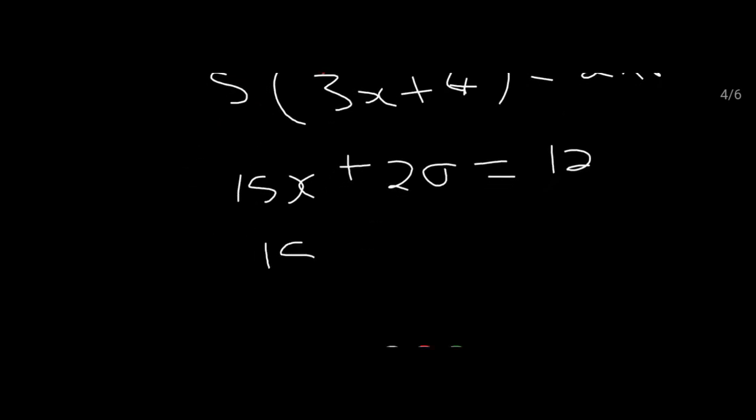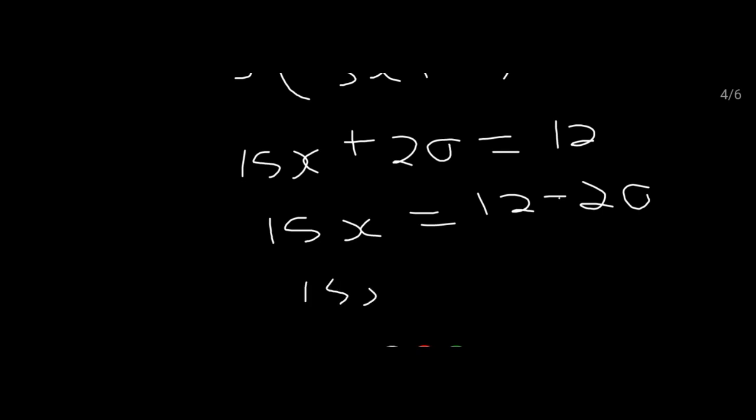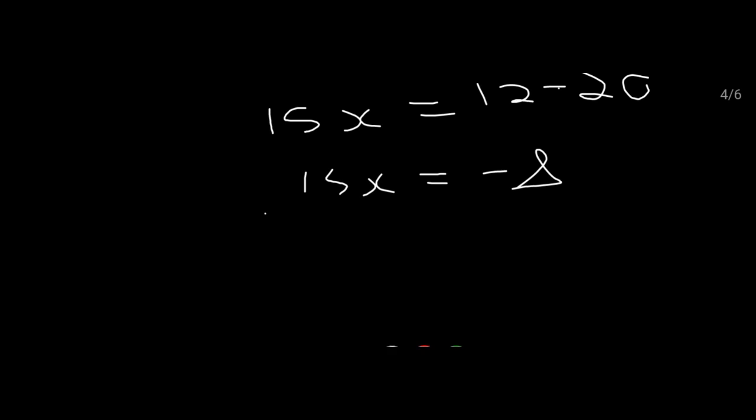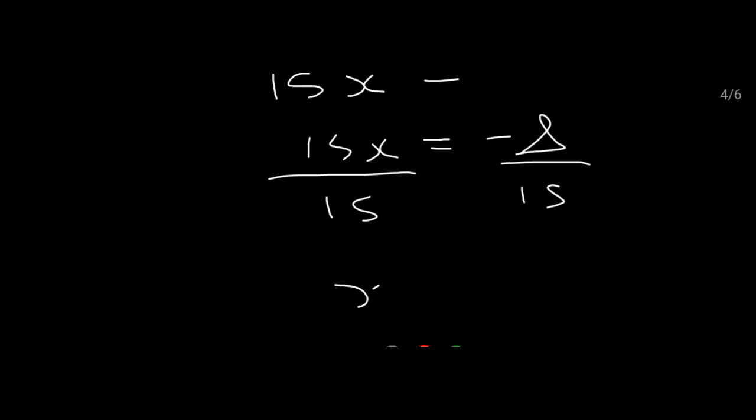So again, we transpose the 20: 12 minus 20, then 15x equal to 12 minus 20, which is negative 8. Then we're going to divide both sides by 15. So we'll divide both sides by 15. x is equal to negative 8 over 15. So as a decimal, it will be negative 0.5 whatever, but the answer is negative 8 over 15.